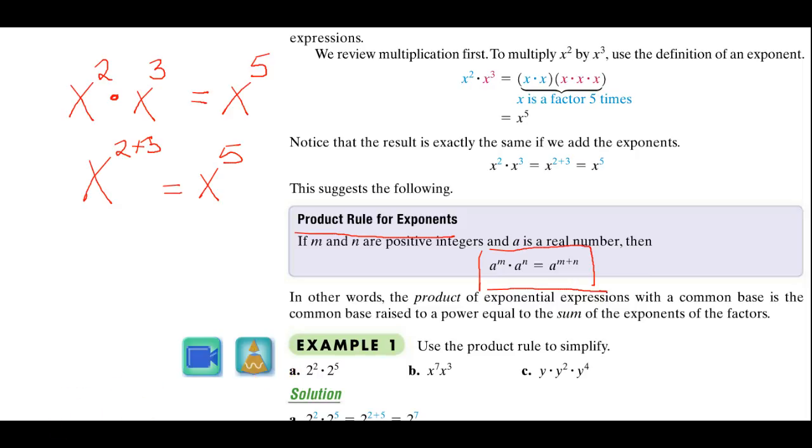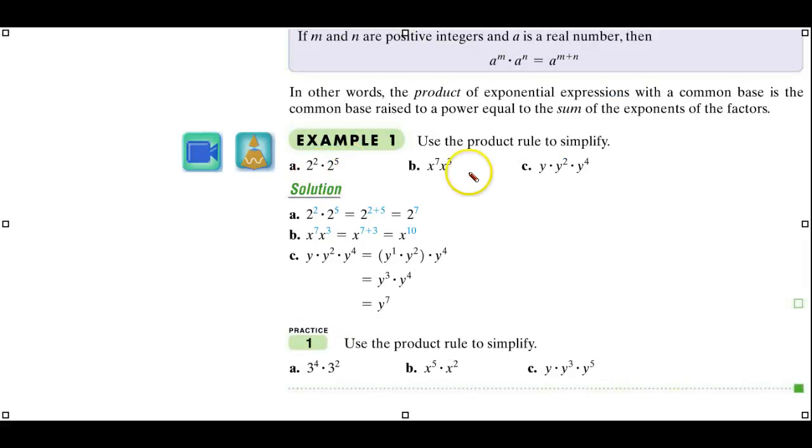Alright, let's do example 1. They lay it out quite nicely. We're just going to add the exponents. Our base is 2 to the 7th. X to the 10th. Now keep in mind, when there isn't an exponent showing, it has the exponent of 1. So y to the 7th.